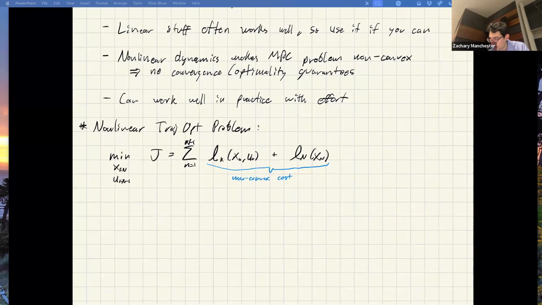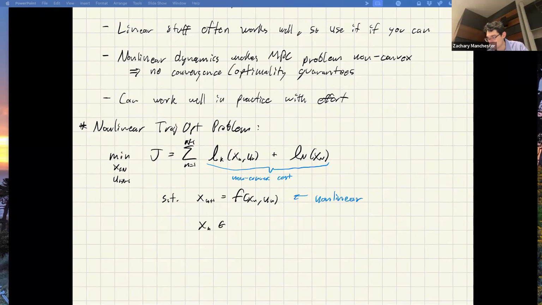And then we're going to have our general nonlinear dynamics. So we'll have x_{k+1} = f(x_k, u_k). This is the more general thing that we've talked about, right? How to deal with those, how to simulate them. So in general, this is nonlinear. And then we'll have general inequality constraints on stuff.